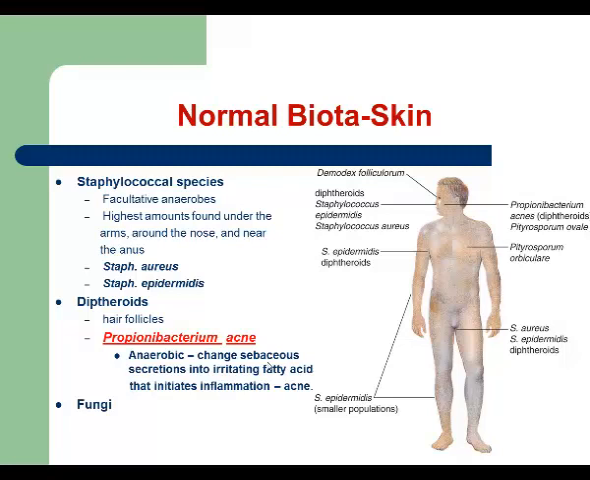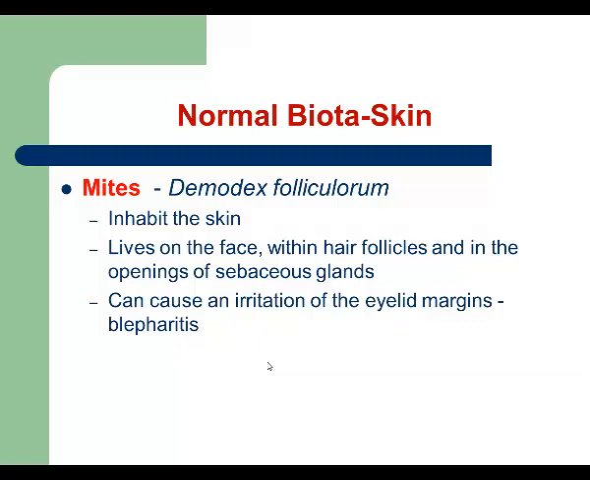The next group, fungi. From this group, you have to know Candida albicans. And we will talk about Candida albicans when we talk about biota of the mucous membranes. And finally, the last example of normal biota of the skin will be mites. Yes, we have mites as a part of normal biota on the skin. From this group, you have to know Demodex folliculorum. It is a mite that lives within hair follicles and within openings of sebaceous glands. It's very well known as a pathogen sometimes because it can cause blepharitis. Blepharitis is an inflammation of eyelid margins.